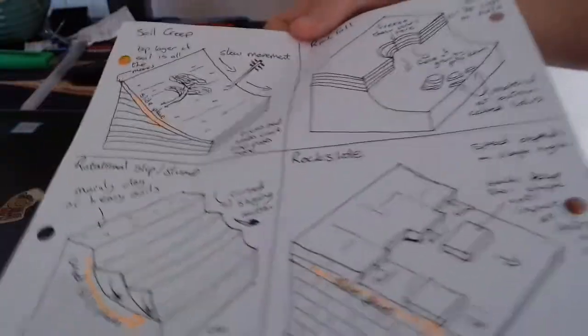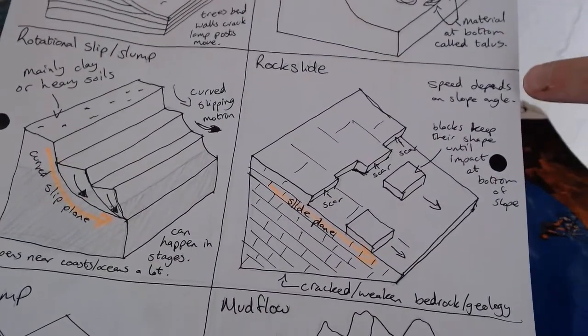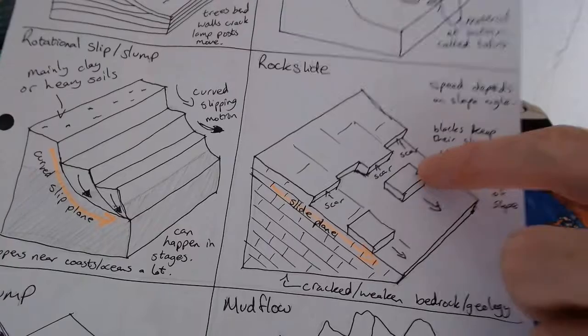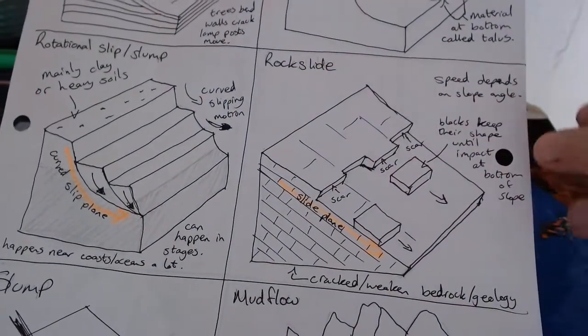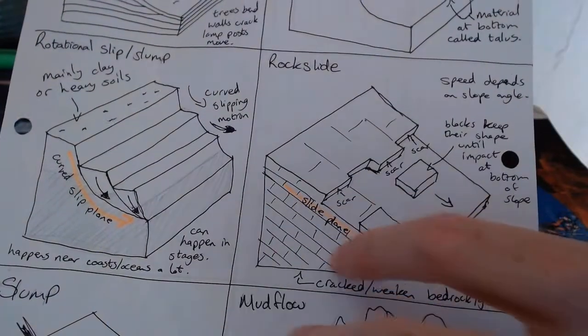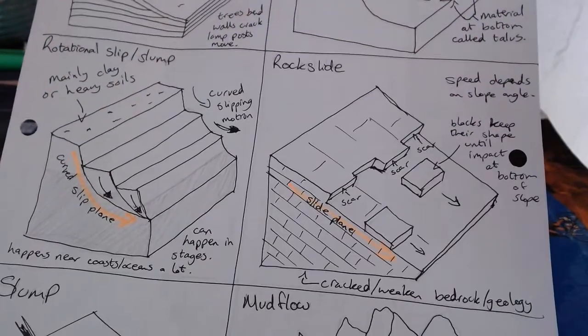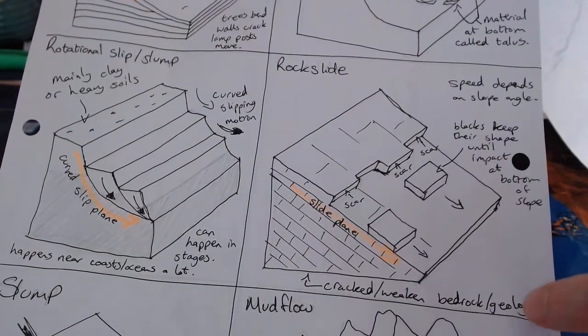Very quickly, just to do the last two, rock slides. You should be able to see everything there. Speed depends on the angle of the slope, and the big blocks that break off maintain their shape until impact at the bottom of the slope. You can see the geology here is very obvious: weaknesses and cracks in the bedrock, so cracked, weakened bedrock or geology.